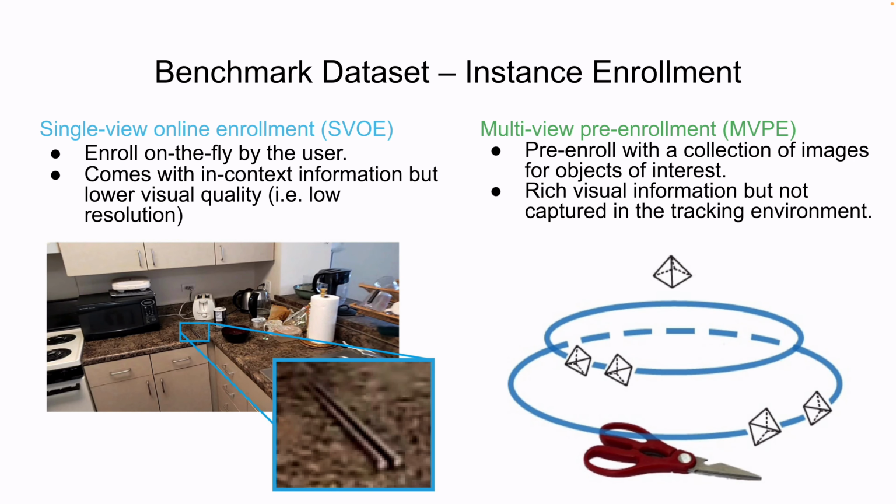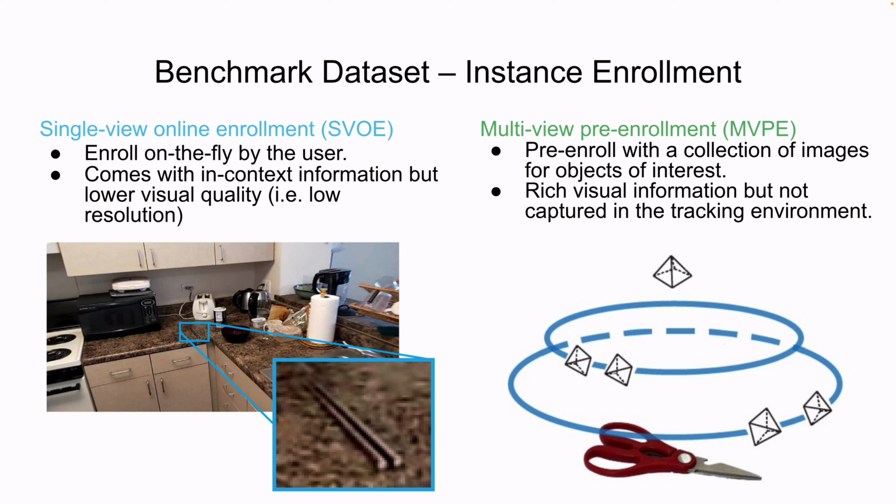Here, we describe how we enroll instances in the benchmark task. Specifically, we introduce 2 different real-world application-motivated enrollment methods. The first one is single-view online enrollment. In this case, the object instance is enrolled on the fly by the user, such as interacting or pinpointing. This enrollment type provides in-context information. However, the visual quality is lower in resolution.